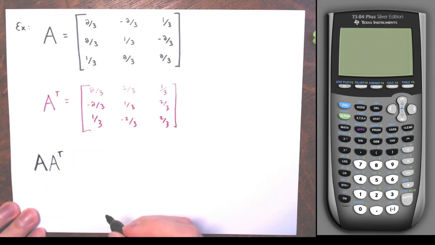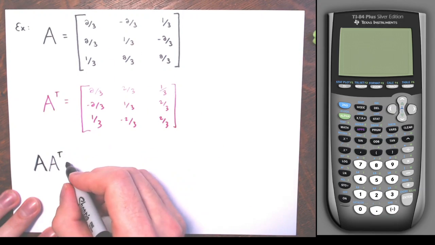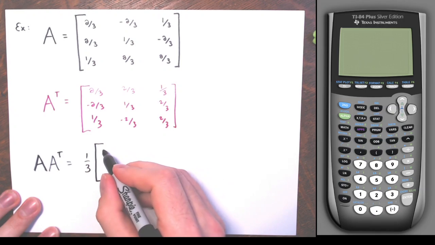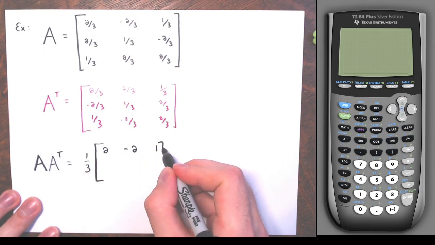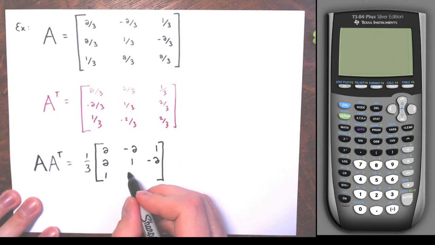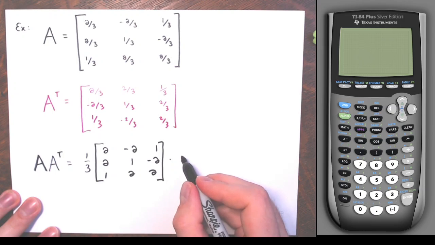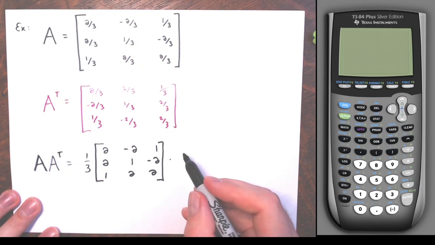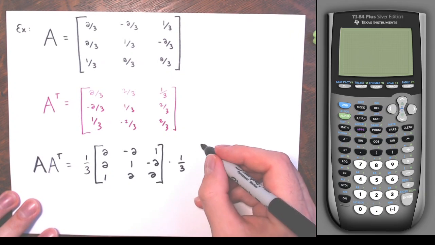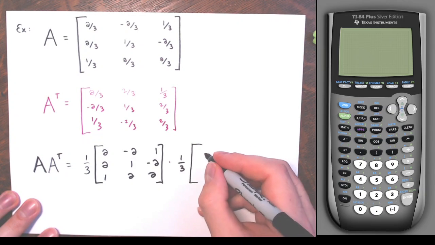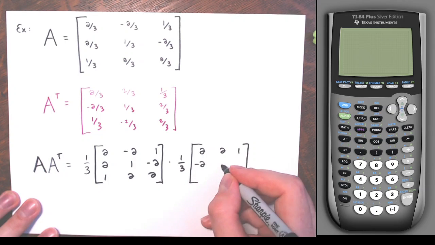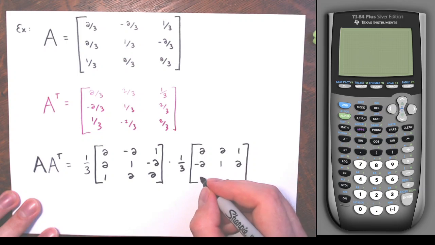And just like with the last ones, I noticed all these have a third in common. So A is a third times the matrix 2, negative 2, 1, 2, 1, negative 2, 1, 2, 2. There's A times, and then again, same thing with A transpose. They have a third as a common scalar to all those entries. So I'll pull that out. Times, and then 2, 2, 2, 1, negative 2, 1, 2, and 1, negative 2, 2.